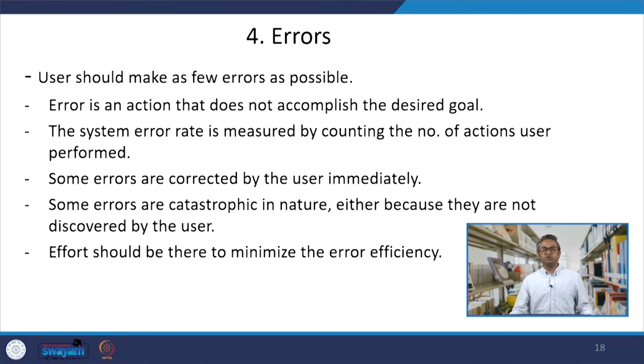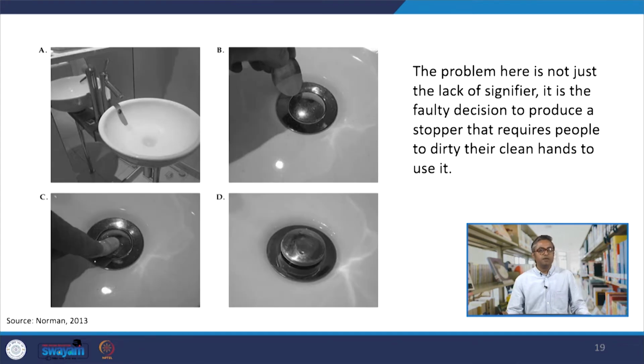Another thing is that effort should be there to minimize the errors. The more errors we can minimize, the better the system becomes.